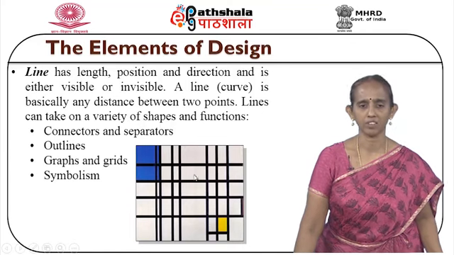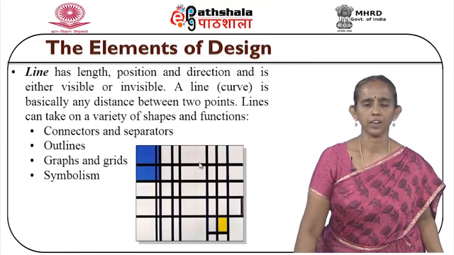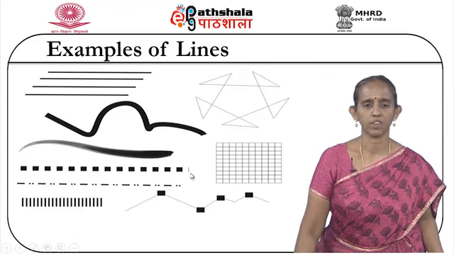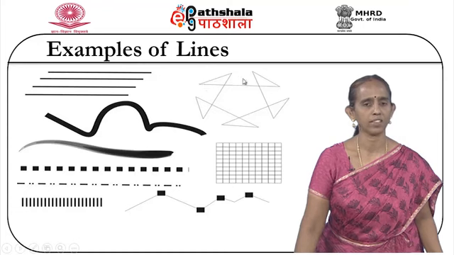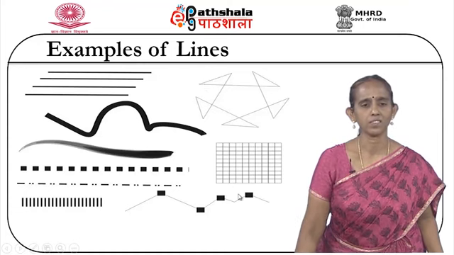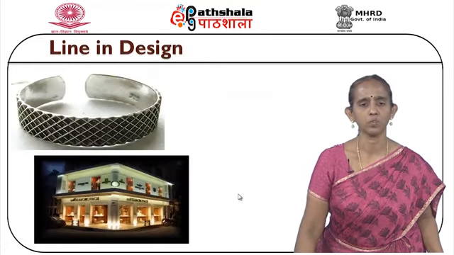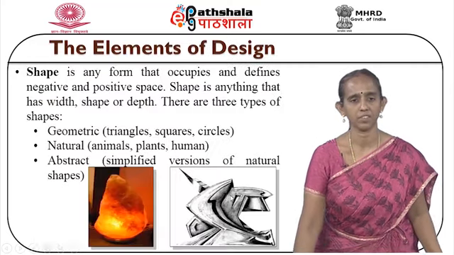A line can act as an outline. A line can be used in graphs and grids. Line can also be used in symbolisms. So these are examples of various types of lines. So we have horizontal lines, and then we have grid lines, and then we have slanting lines. So these are certain examples of lines. This is line in design. We can see how lines are being used in visual structures in different ways.